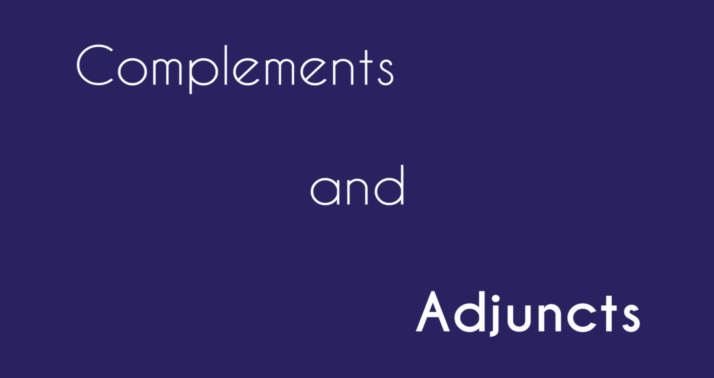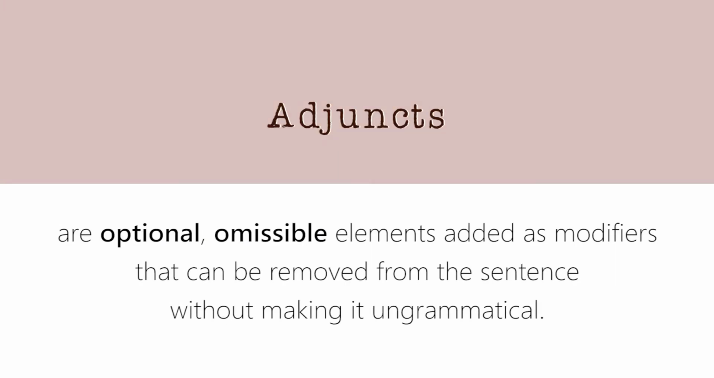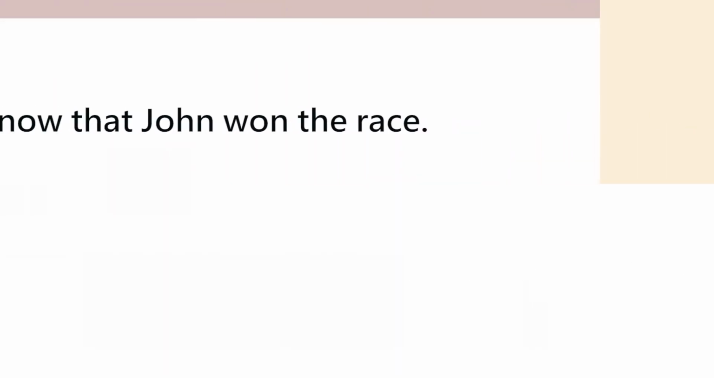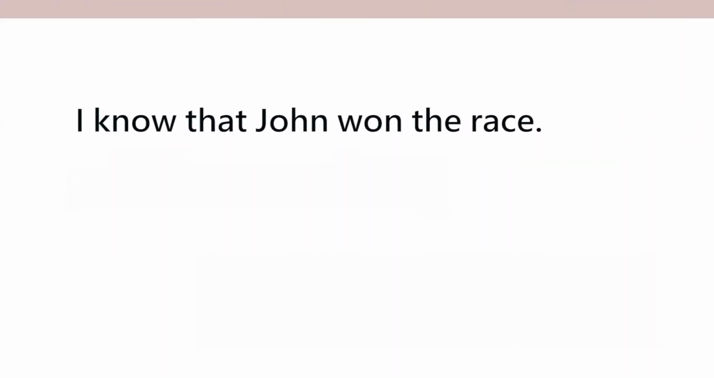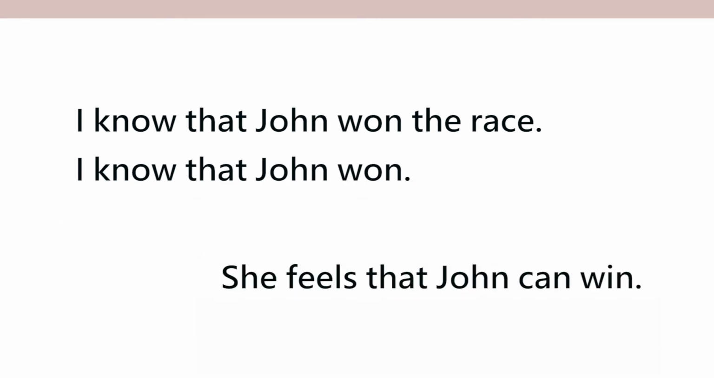So do not confuse complements and adjuncts. So what are adjuncts? Adjuncts are optional, omissible elements. So these are the keywords, optional and omissible. I mentioned that if you remove a complement, the sentence will be ungrammatical because the subcategorization requirements would remain unfulfilled. But if you have adjuncts, you see, I know that John won the race. I know that John won. She feels that John can win. I feel. So in all of these, there is a direct object.